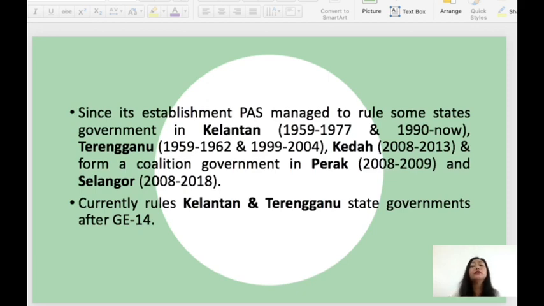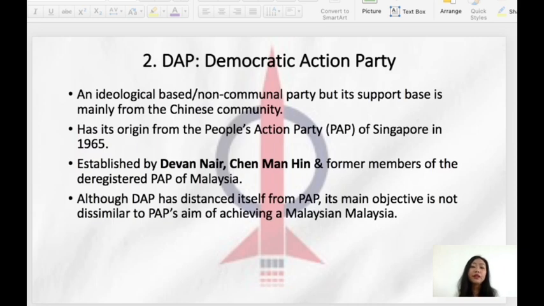Next one, DAP or Democratic Action Party. An ideological or non-communal party, but its support base is mainly from the Chinese community. Remember, DAP, the rocket? Okay. It has its origin from the People's Action Party or PAP of Singapore in 1965, established by Devan Nair and Zeng Manhin and former members of the deregistered PAP of Malaysia. So the root party is actually from Singapore. Although DAP has distanced itself from PAP, its main objective is not dissimilar to PAP's aim of achieving a Malaysian Malaysia.